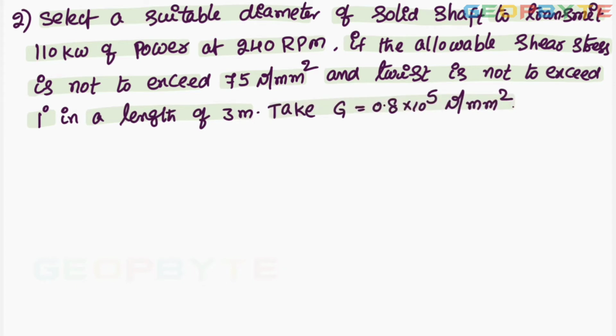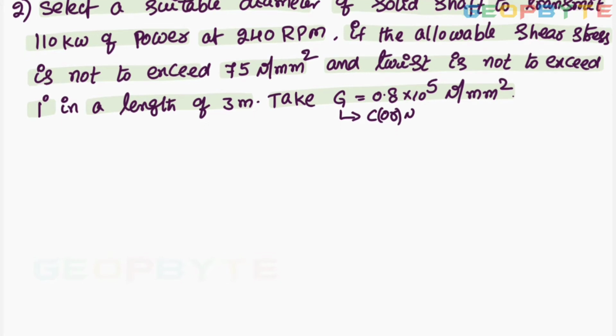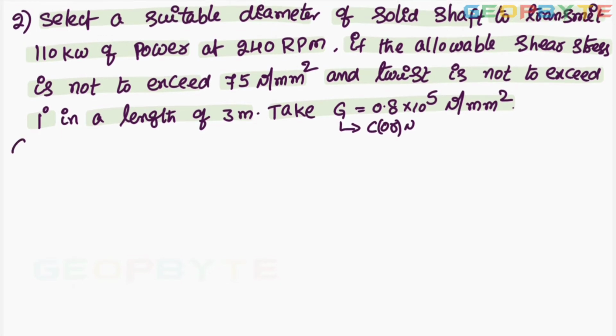Take G. As I told you, shear modulus can be denoted by either C or G or capital N. That is the representation, that's all. So here let us write the given data.